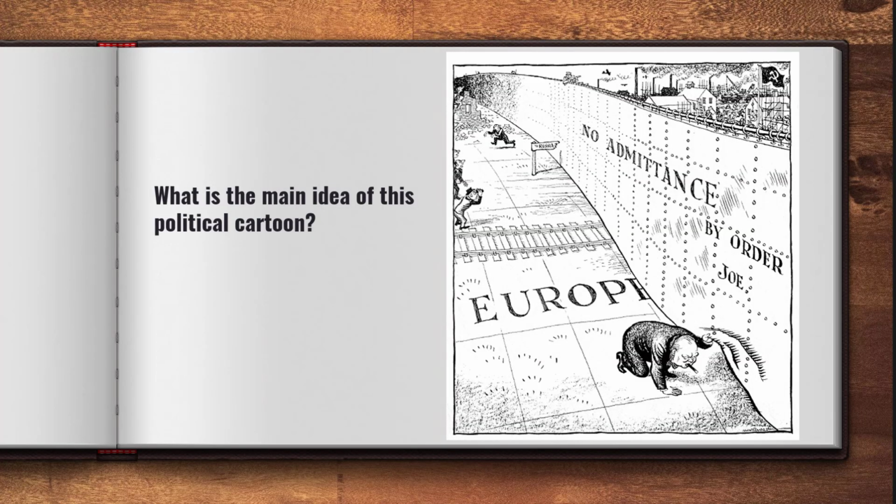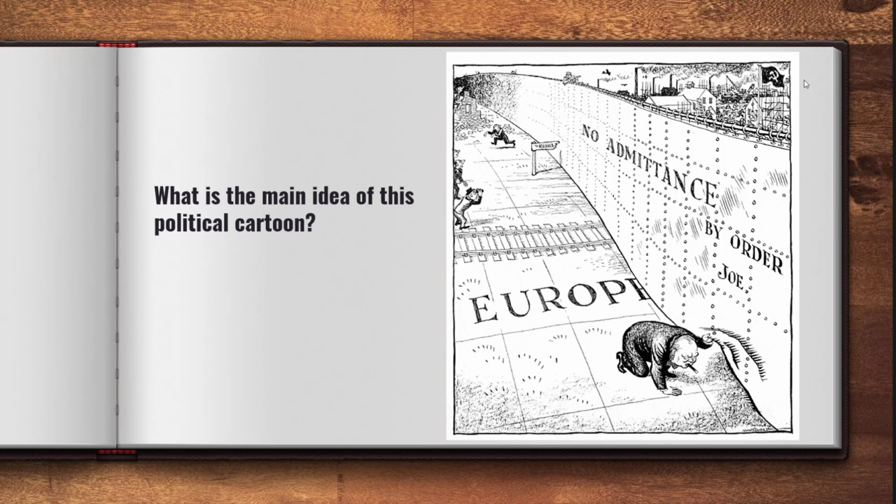All right, so this is another political cartoon. This one is about the Iron Curtain. Again, I'm going to do the TACOS strategy real quick with you, and then you're going to come up with the main idea. Time: we have to assume the cartoon is representing the time of the Cold War.